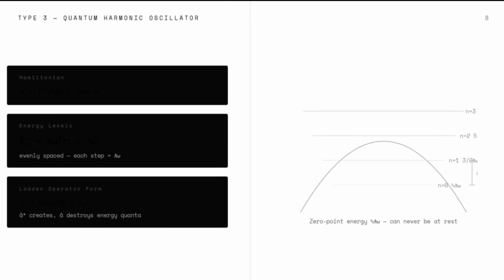The operator a dagger a is called the number operator. It counts how many energy quanta are in the state. This ladder operator language is the foundation of quantum field theory, where particles themselves are understood as quanta created and destroyed by operators exactly like these.